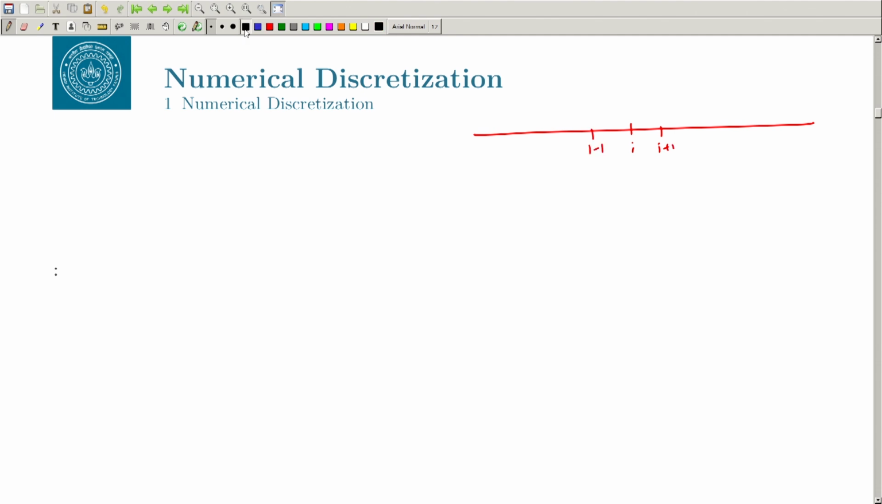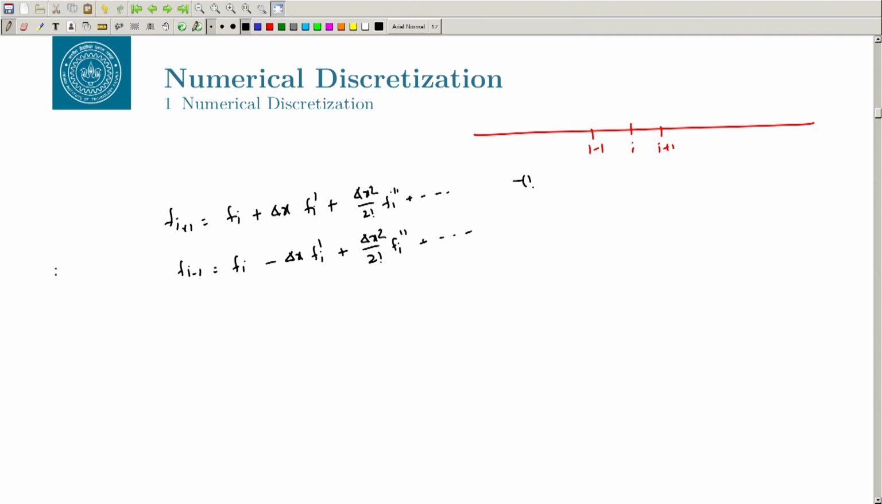You can write here f I plus 1 is equal to f I plus delta x f I prime plus delta x square by factorial 2 f I double prime, and so on and so forth. f I minus 1 will be f I minus delta x f I prime plus delta x square by factorial 2 f I double prime, and so on and so forth. So, this is 1 and this is 2. If you do 1 minus 2, then you can write f I plus 1 minus f I minus 1 will be 2 delta x f I prime, and this term will cancel out.